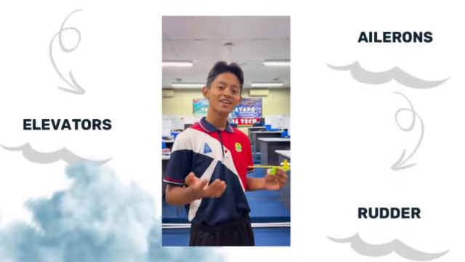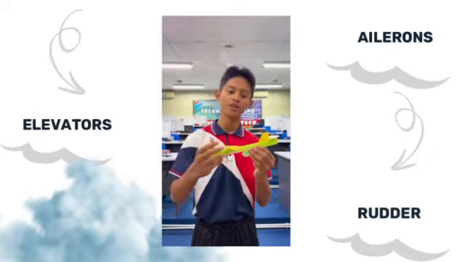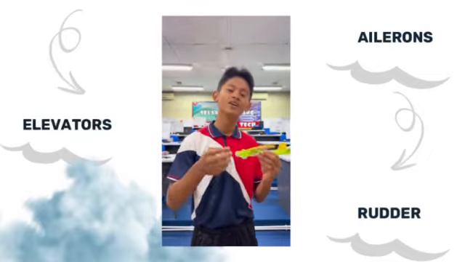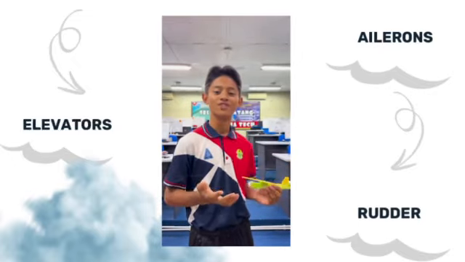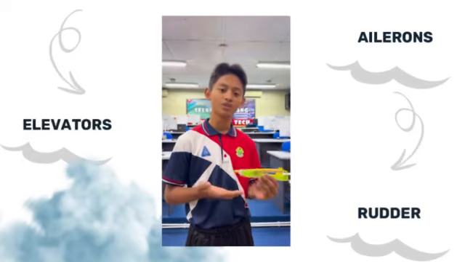Everyone, today we'll be doing the flight control challenge. This is our glider without any control surfaces. And during this challenge, we'll be creating 3 types of control surfaces for our glider. This is to explore how they can alter the aircraft's orientation.